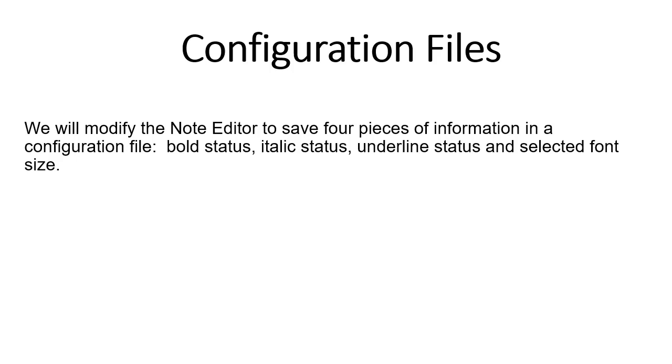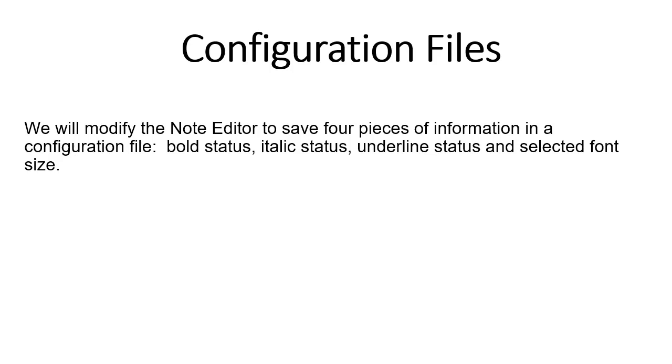In this exercise, we are going to modify the node editor and save 4 pieces of information as a configuration file. The font status, which is the bold, italic, or underline, and then also the selected font size. So we will work with text file.